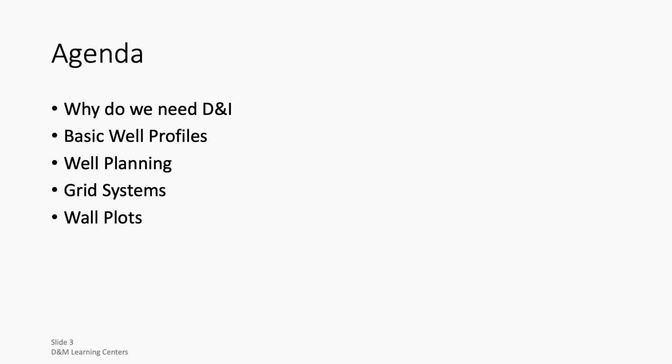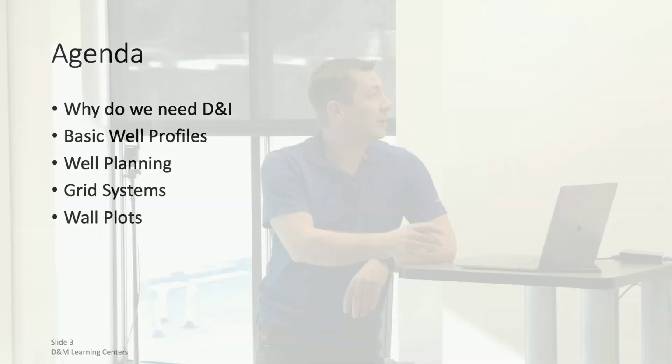Some of our basics are well profiles, well planning, our grid systems, and our wall plots. Well profiles, just like what I was saying, is an overview of what the well is and where we've got to go. Well planning, we give a bunch of the information that we're required to give to the well planner to actually give us a map of where we need to go, based on the magnetics of the earth, the dip angle, declination. I'll get into that a little bit later.